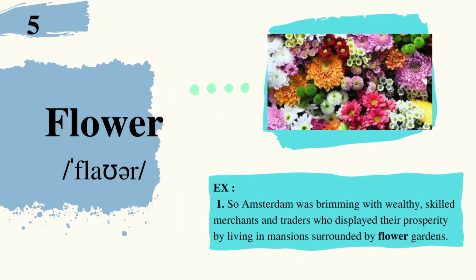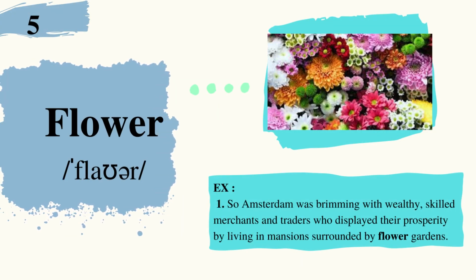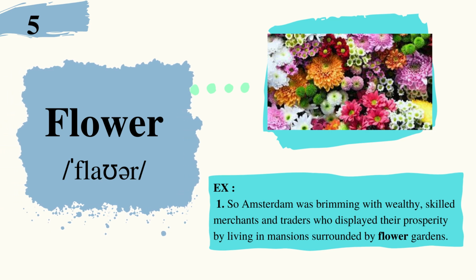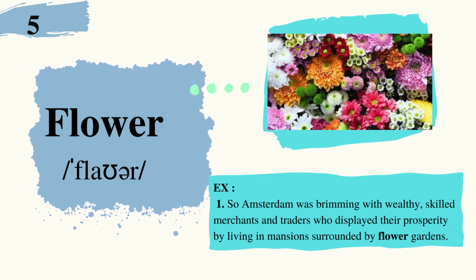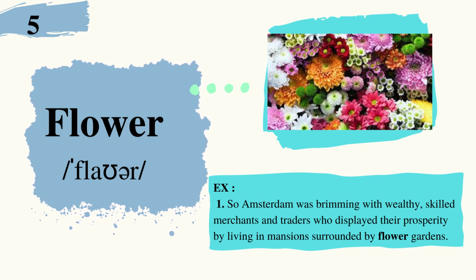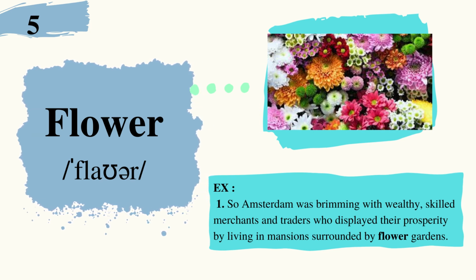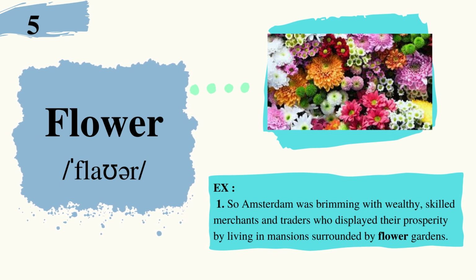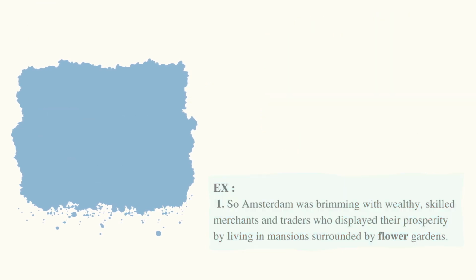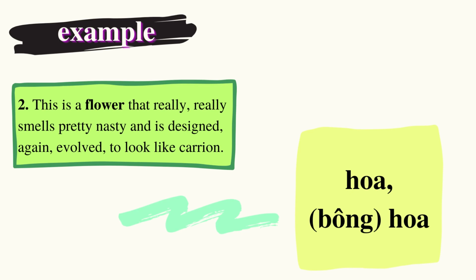5. Flower. Example. So Amsterdam was brimming with wealthy, skilled merchants and traders who displayed their prosperity by living in mansions surrounded by flower gardens. This is a flower that really smells pretty nasty and is designed, again, evolved, to look like carrion.